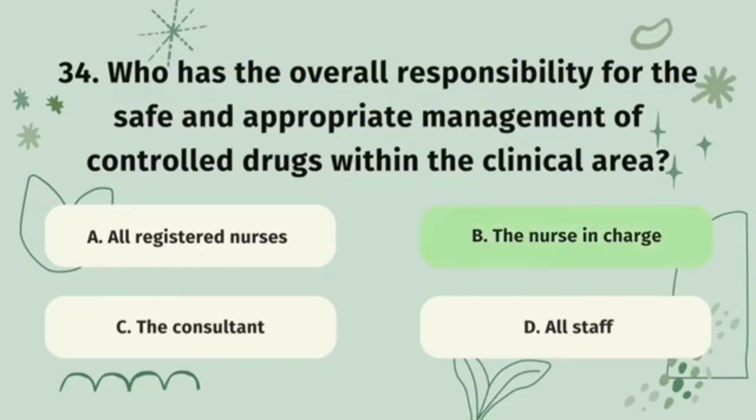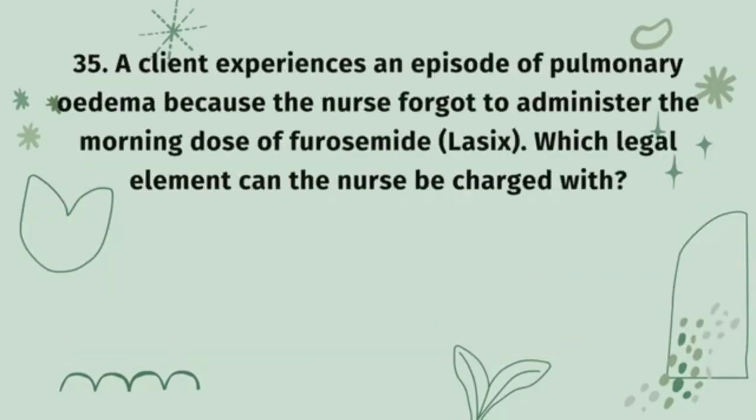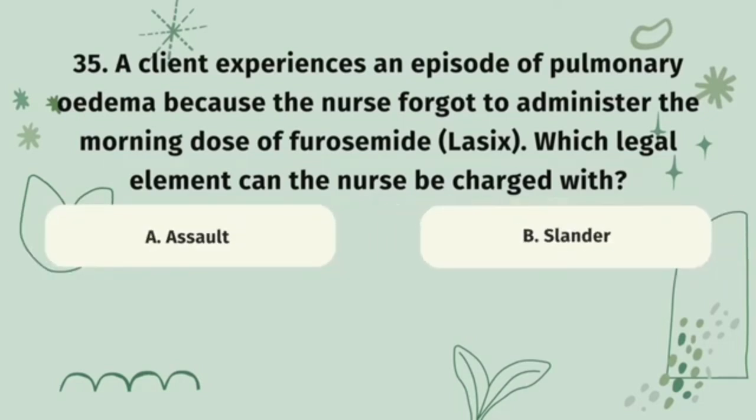The correct answer is B. Question 35. A client experiences an episode of pulmonary oedema because the nurse forgot to administer the morning dose of furosemide (Lasix). Which legal element can the nurse be charged with? Option A. Assault. Option B. Slander. Option C. Negligence. Option D. Tort.